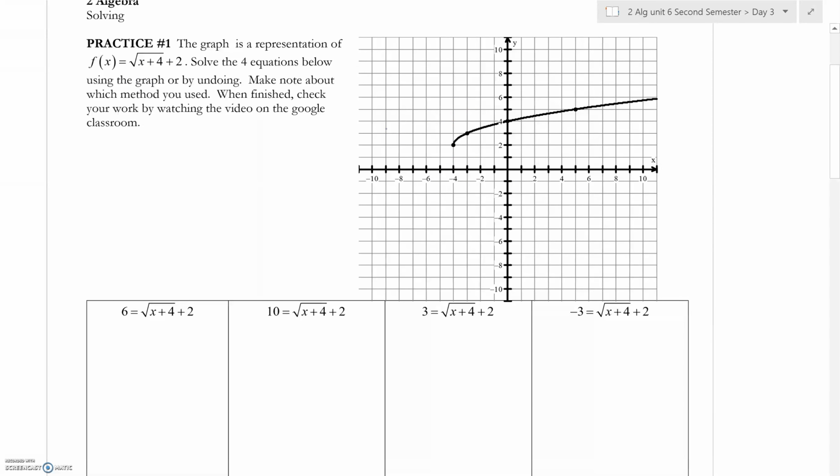Now, sometimes we can solve by looking at the graph, and sometimes that's a little more difficult. So I'll be curious to see what choices you made and how you solved by the graph or how you solved by undoing. So this first one, we want to know where the function equals 6. Well, 6 is up here. It's not quite visible on the graph, but I'll bet some of you solved it by graphing anyway.